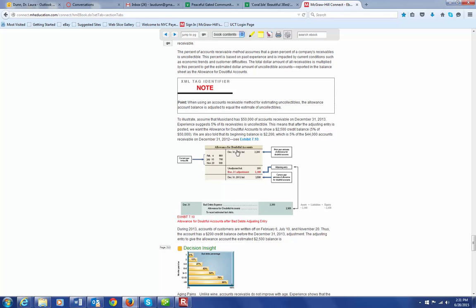But if there's already other things in this account, then you may not have to adjust it for the whole amount. In this case, this account already had a $200 credit balance. You want it to have a $2,500 credit balance, so your adjustment is only for $2,300. And that's what they've done here. Again, the same entry as far as the accounts involved, just the amount is going to be different.